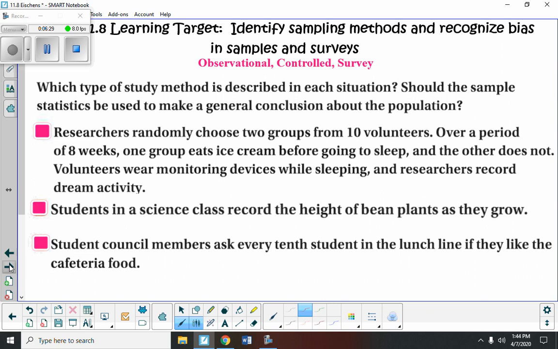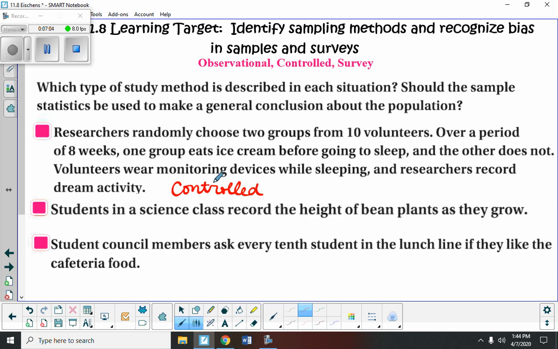So here's the first example. Researchers randomly choose two groups of 10 volunteers over a period of 8 groups. One group eats ice cream before going to sleep and the other does not. Volunteers wear monitoring devices while sleeping, and researchers record dream activity. So they're doing a study to decide if your ice cream consumption affects your sleep and your dreams. So this would be a controlled study because they have divided them into groups.